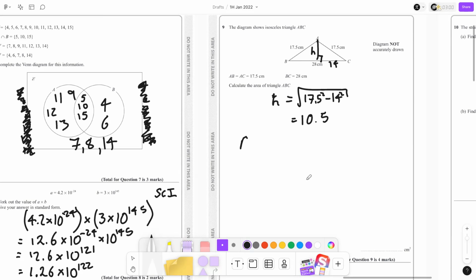So the area is half the base times the height, half times 28 times the height, which is 10.5. And the area is 147 centimetres squared.